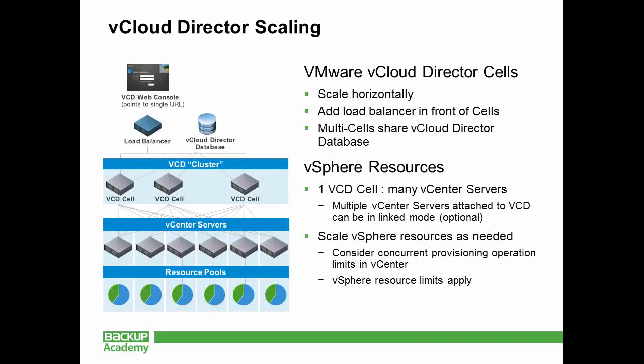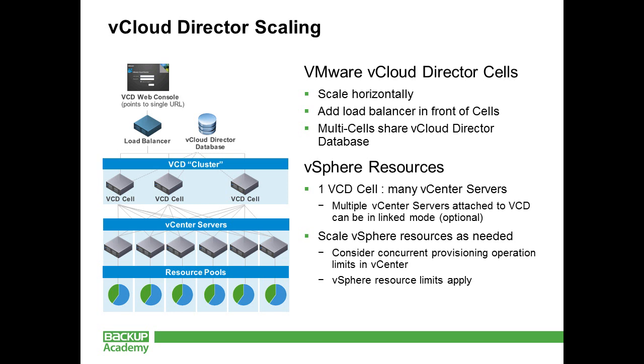So we have the stateless VCD cells all mapping through to a vCloud Director database, which all sit behind a load balancer, and these all map to multiple vCenter servers. So you can have up to 10 VCD cells and up to 25 vCenter servers, which allows you to limit the single point of failure.